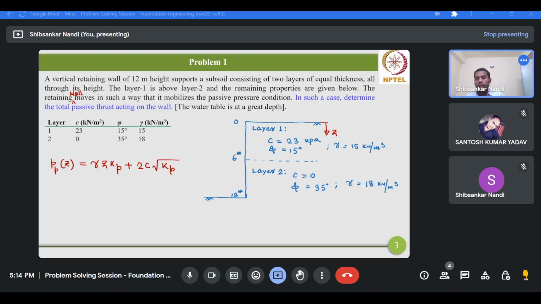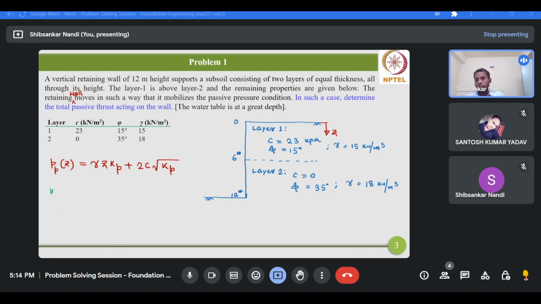Here gamma is the unit weight of the backfill, z is the depth, Kp is the coefficient of passive earth pressure, and c is the cohesion of the backfill. You have to consider this expression separately for each of these layers. Since we have two layers, first we'll determine the earth pressure coefficients individually for each of these layers.